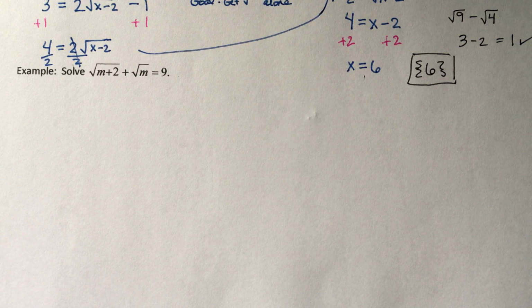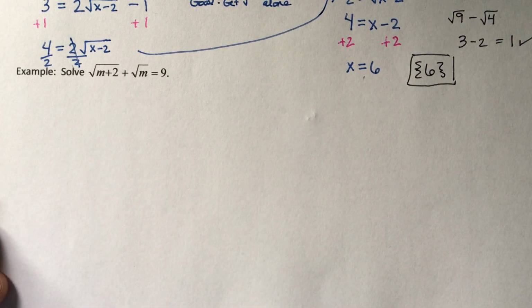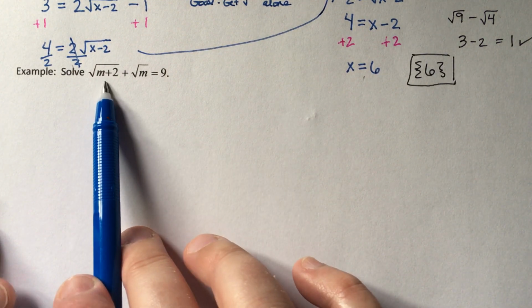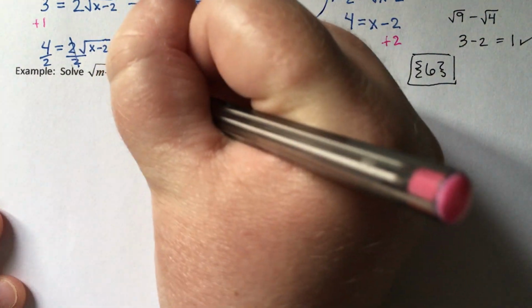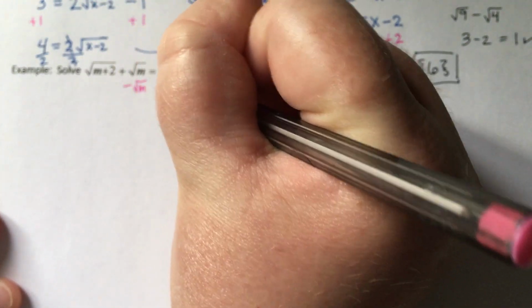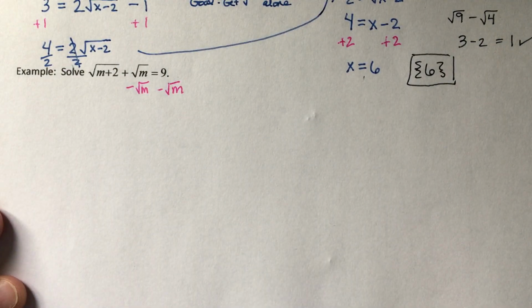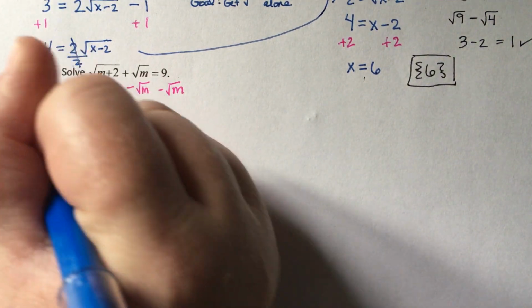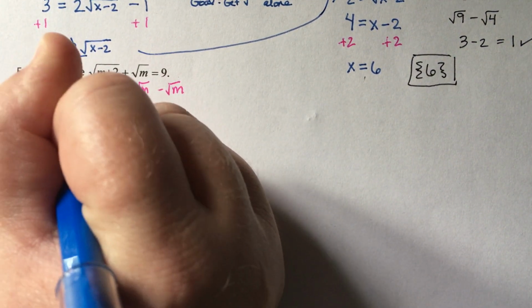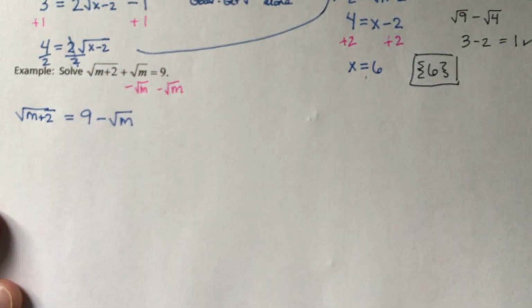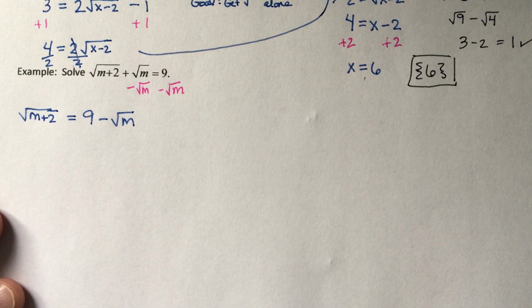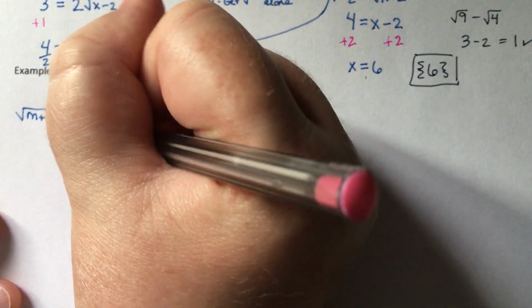So I need to get one of the square roots alone. Now it doesn't really matter which one, but I'd rather get rid of the complicated square root first. So I'm going to subtract the square root of m from both sides. So what that gives me is the square root of m plus 2 equals 9 minus the square root of m. To get rid of the square root, I need to square both sides.